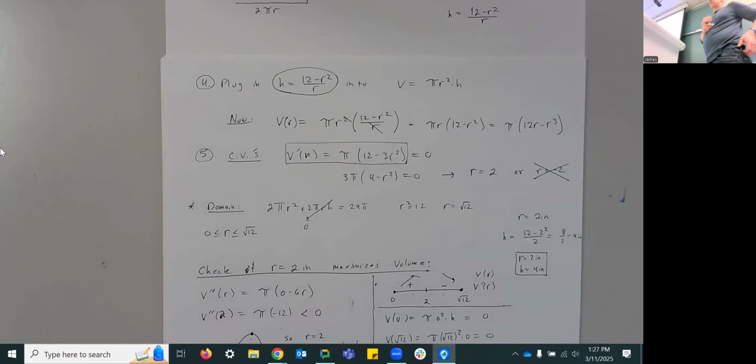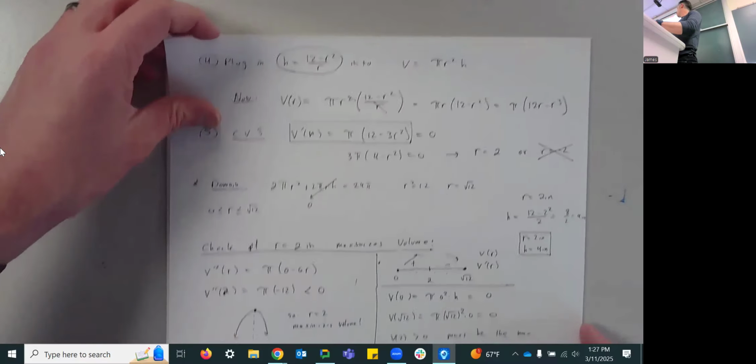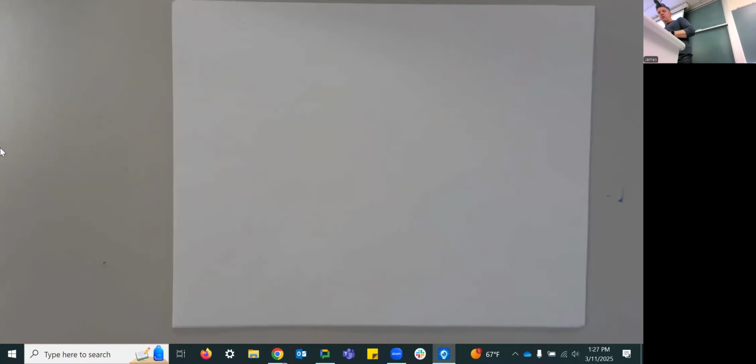Questions? Comments? And we'll look at a couple more optimization problems, and then we will talk about L'Hopital's rule. So let's look at one that's a little different.